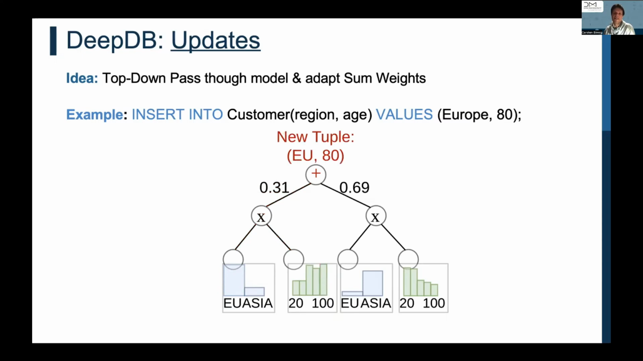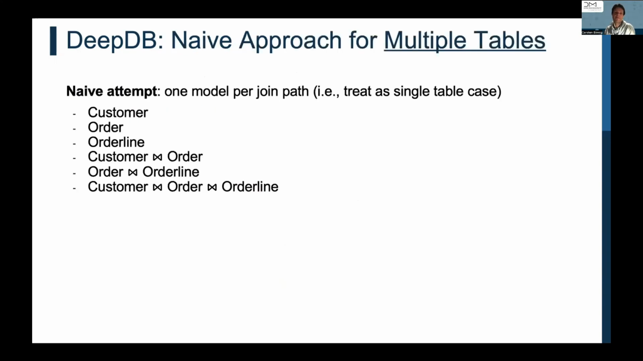And here is just a second example, which further updates the left branch, to show that this is similar to an index update, where you just propagate down these tuples to the leaves and update the leaf distributions of our model, instead of updating the leaves of an index.